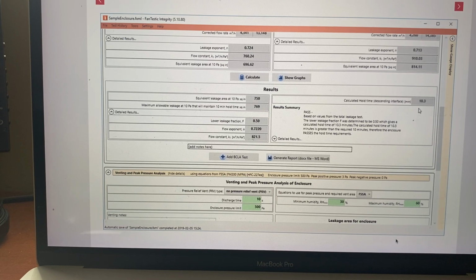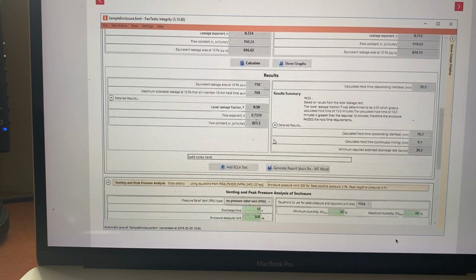So calculated hold time using descending interface as the calculation method. We're getting 10.3 minutes. This is resulting in a pass. If we expand this detailed results section, we can actually see the other hold time results as well. So descending interface would be the top one. That's just a repeated result.